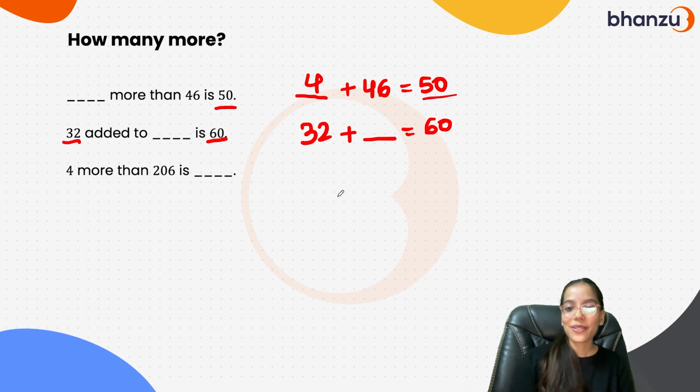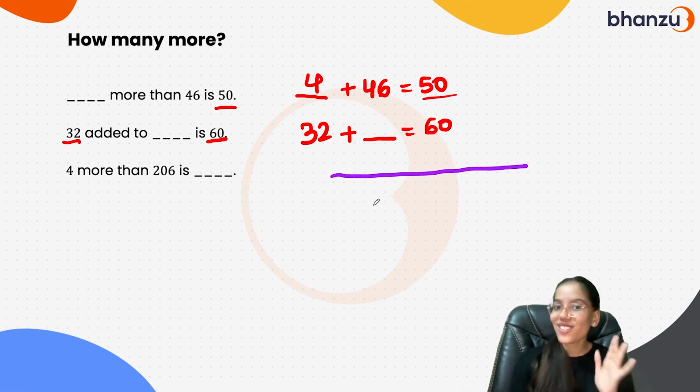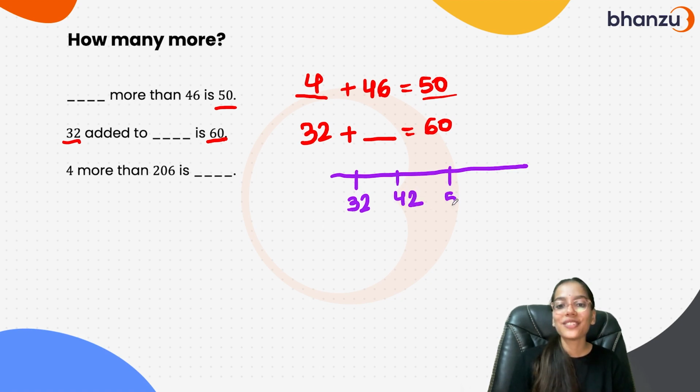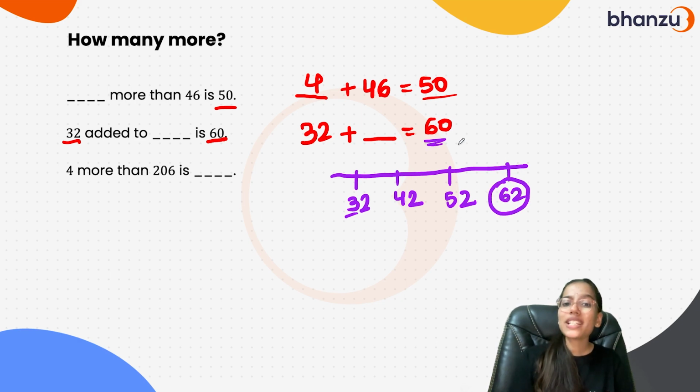Let's use it. So I'm going to draw a line and write the numbers. So when we are seeing the numbers, it's easier for us. Correct? So here I have 32. What is 32 plus 10? 42. Very good. What is 42 plus 10? 52. So what is 52 plus 10? 62. Very good.